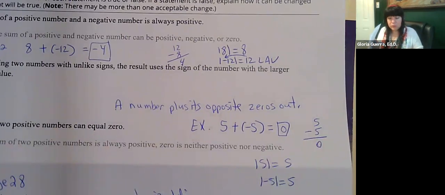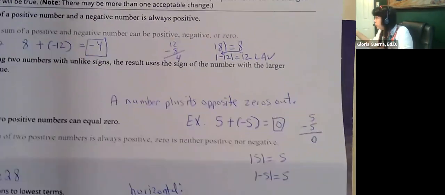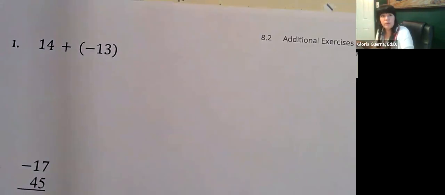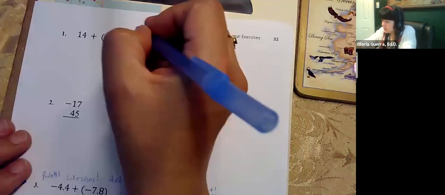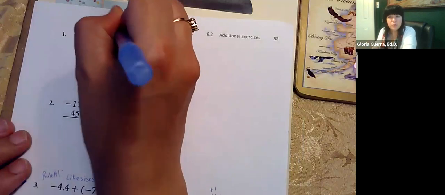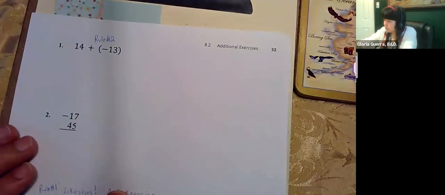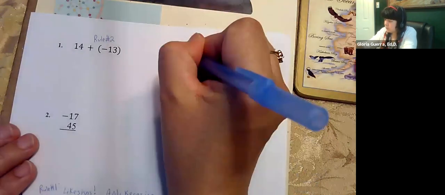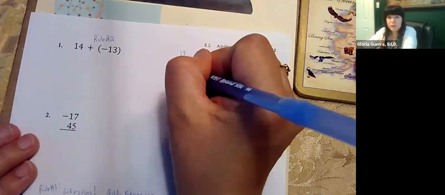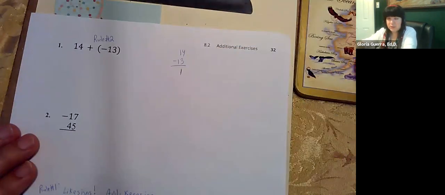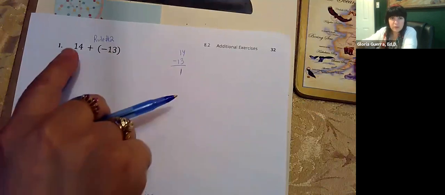Okay, and then if I go back to page 32, we'll look at these problems. These are the ones that the math department made. 14 plus -13. See, that's rule number 2. You're adding two numbers with different signs. So remember, you're going to have to subtract 14 minus 13. Okay, the absolute values, 14 and 13. That's only 1. And then you keep the sign of the number with the bigger distance. 14 is bigger than the 13. This one beats out and it's positive. So this is 1.